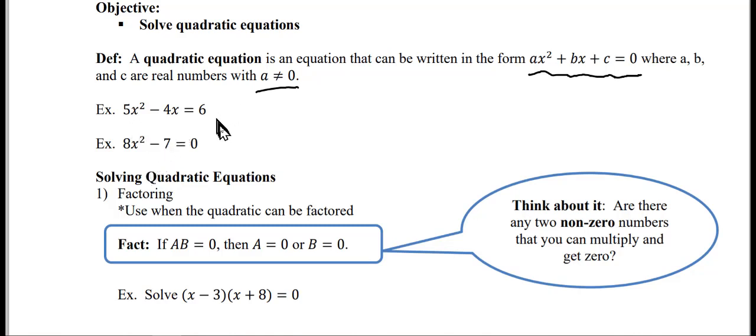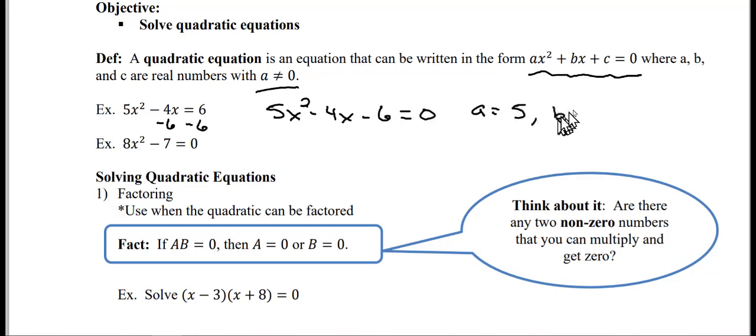There are a couple of examples here of quadratic equations. The first one is not exactly in this standard form where we have it equal to 0, but that's easy to fix by subtracting 6 from both sides, and you get 5x squared minus 4x minus 6 equals 0. And so it's in that form where a is 5, b is -4, and c is -6. This one's already in the standard form where it is equal to 0, and you have a is 8, b is 0, and c is -7. So just a couple of examples there.